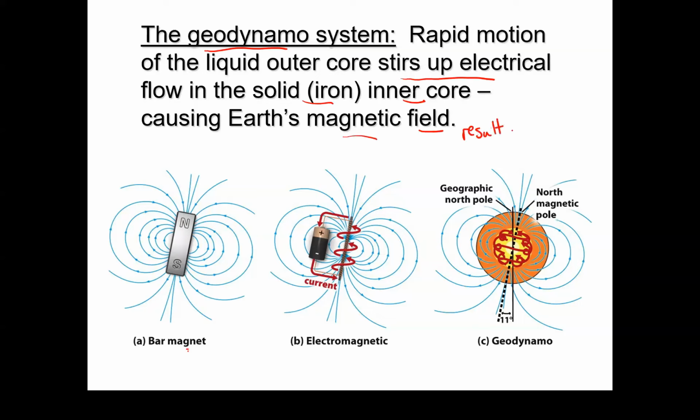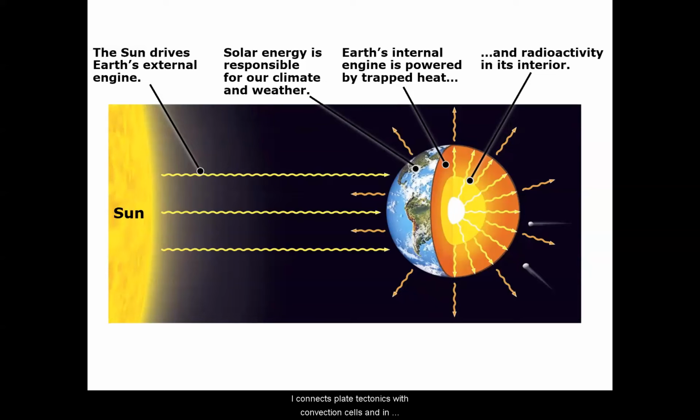So we've got some motion inside Earth that's not due to the sun, that internal engine that connects plate tectonics with convection cells and with the geodynamo ultimately inside Earth's core. But there's another source of energy on Earth. And we said that energy is what's required for all changes in matter. So it's important to learn about that too.